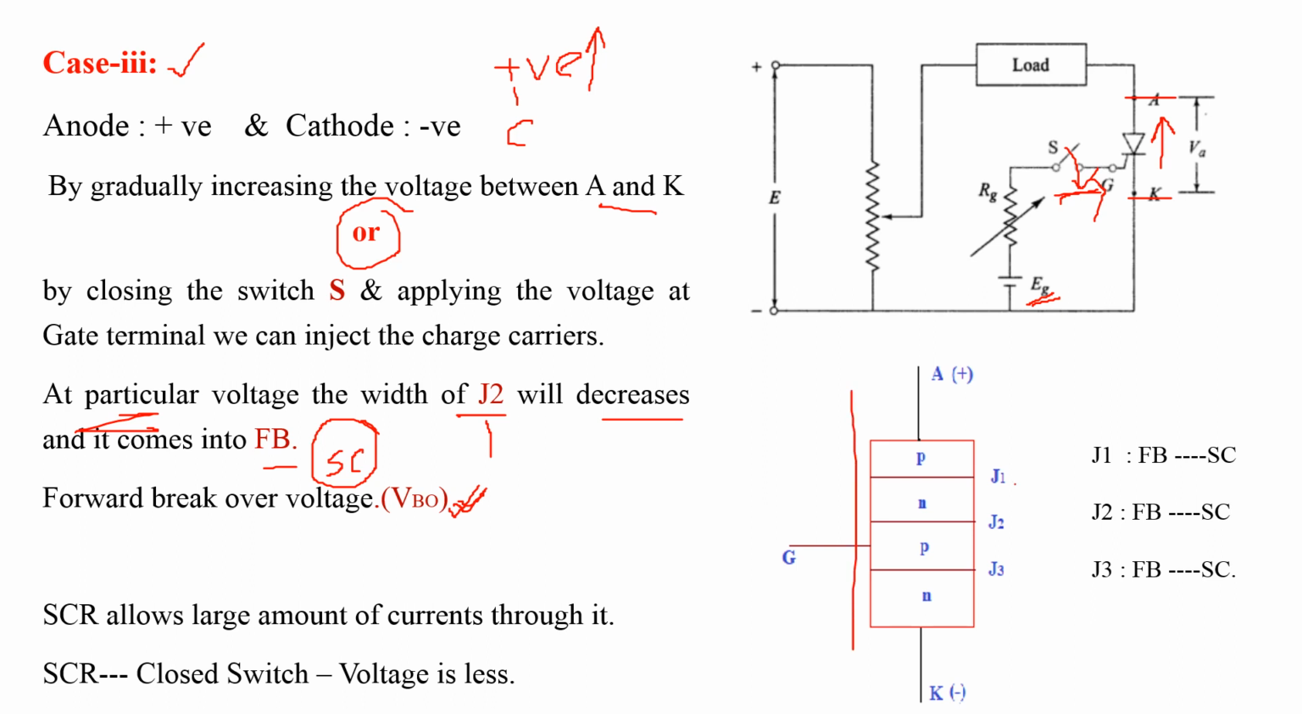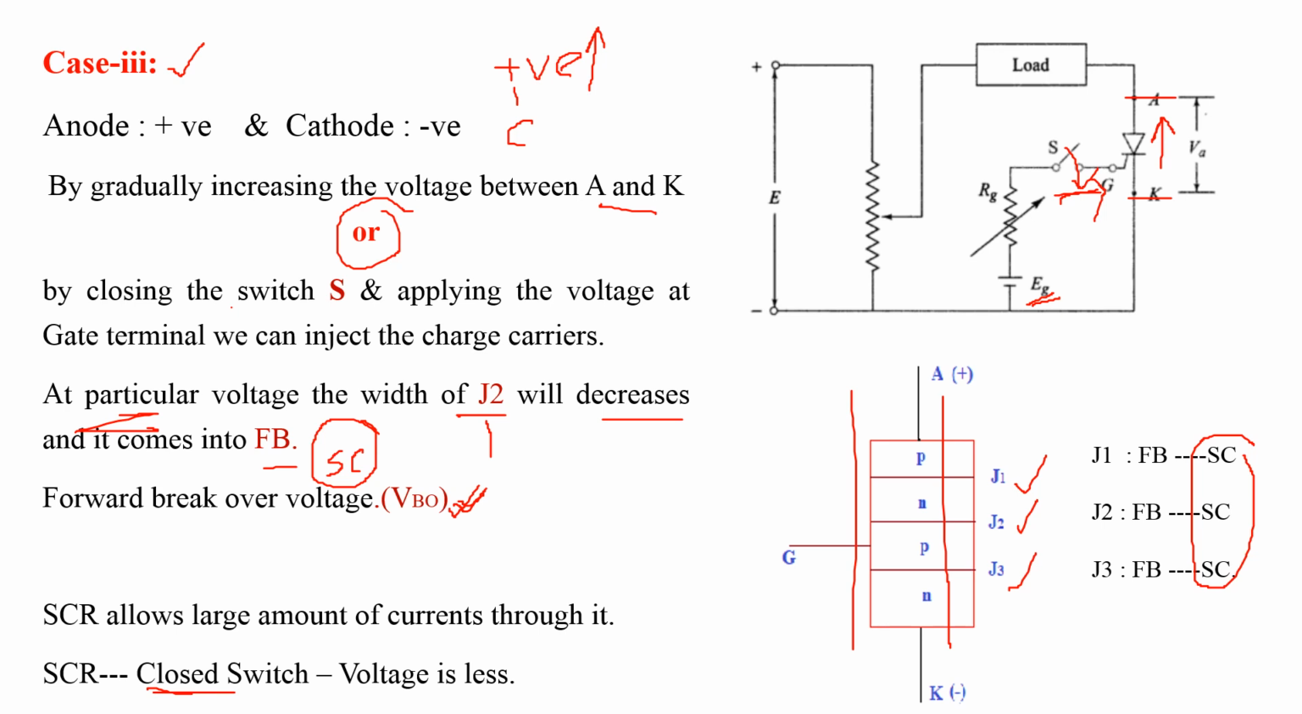Why? Because here all the junctions J1, J2 and J3 act as forward biased and short circuit. So there is a possibility for current flowing from anode to cathode, and the SCR acts as a closed switch. That is about the three cases for drawing the static VI characteristics.